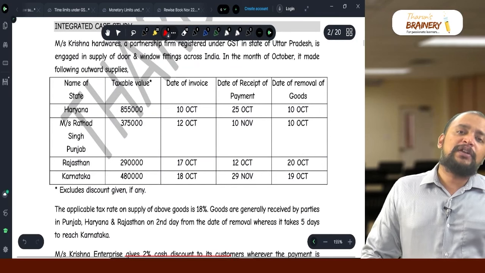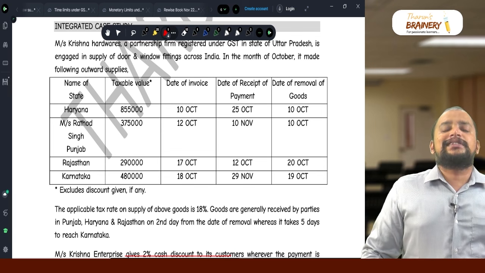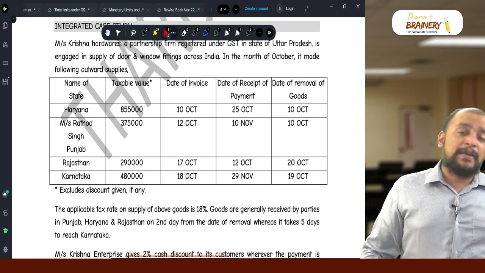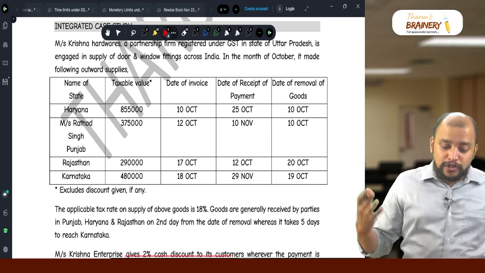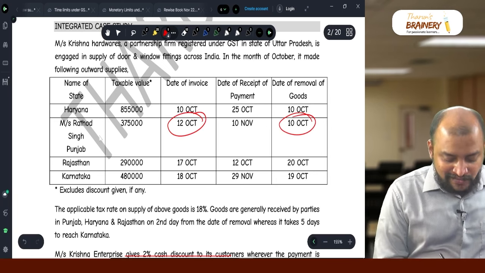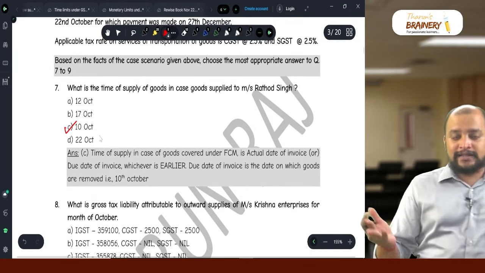Generally, the time of supply of goods is the due date of invoice or actual date of invoice, whichever is earlier. Due date of invoice is the date on which the goods are removed if supply involves movement of goods, and if supply does not involve movement of goods, at the time of delivery. In this case the supply involves movement of goods, so at the time of removal, therefore 10th October or 12th October, whichever is earlier. So we need to take 10th October as the answer.